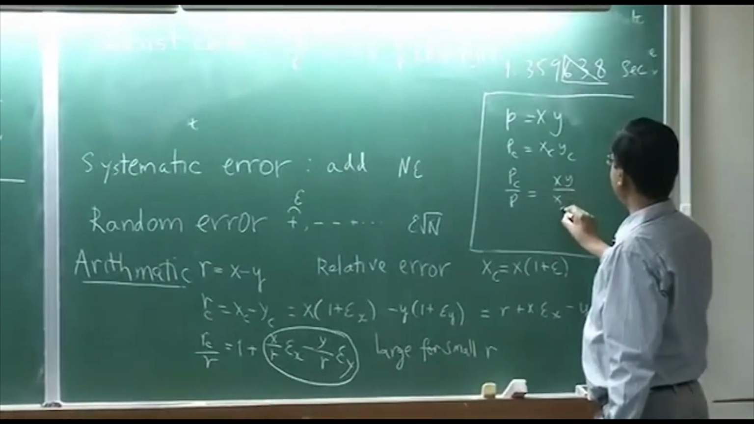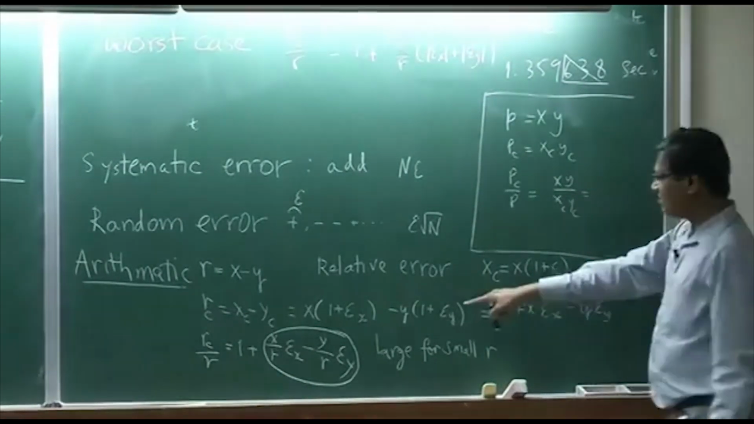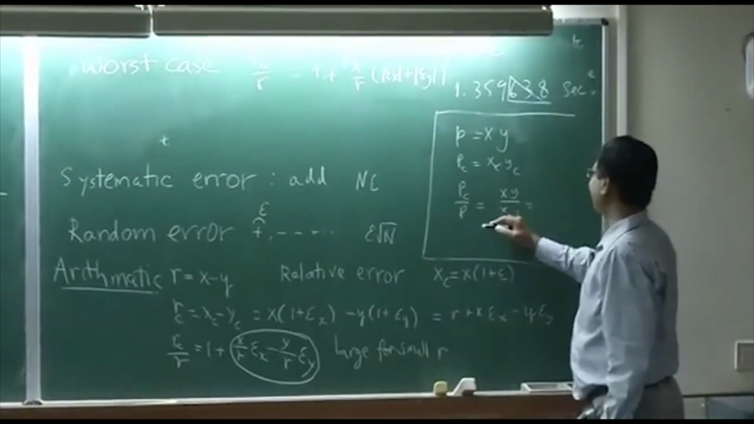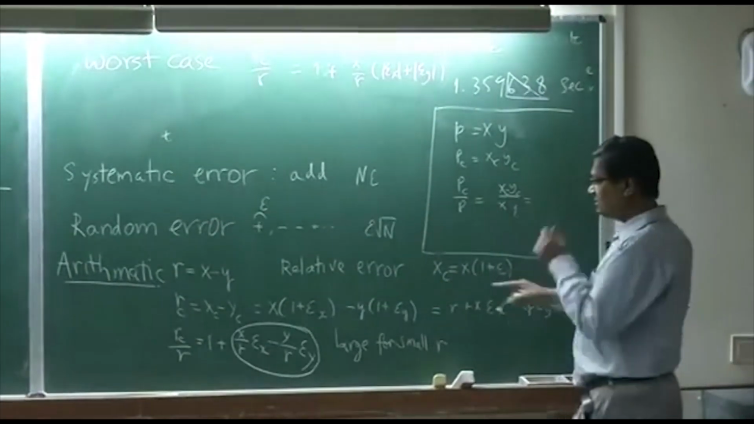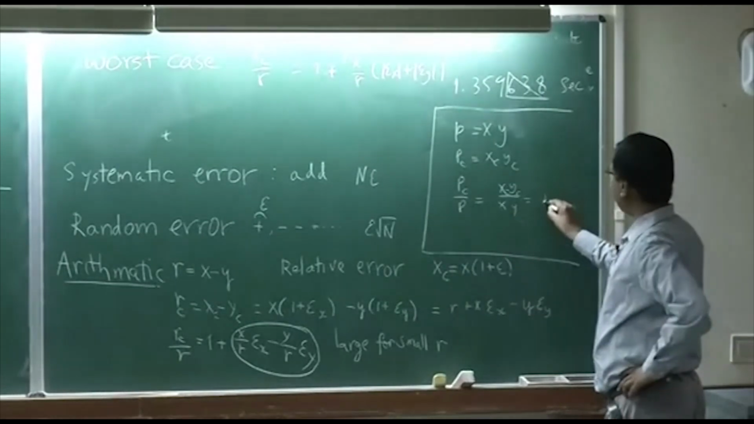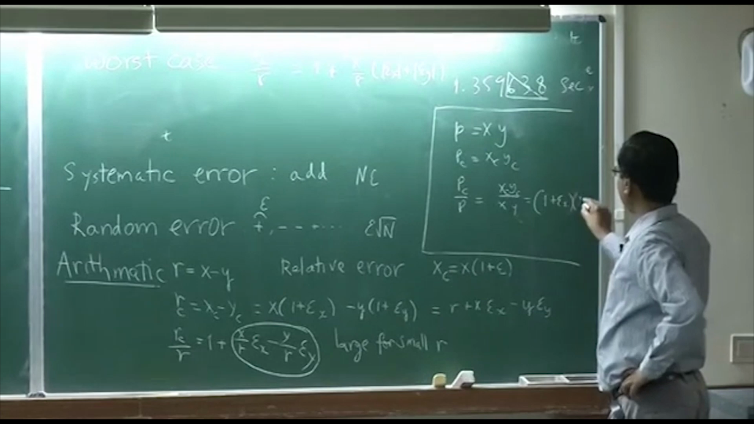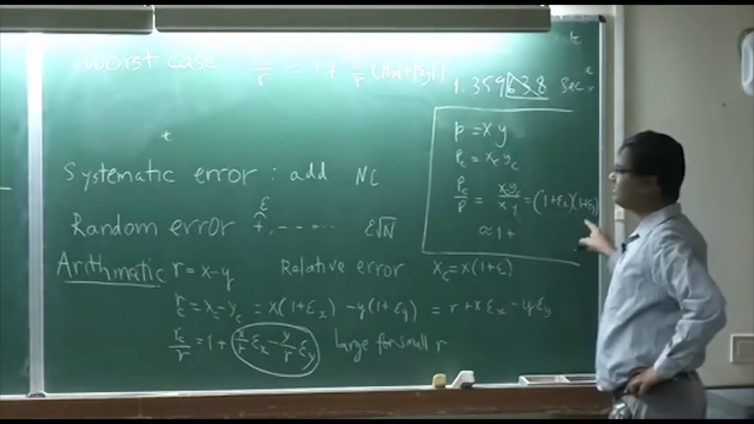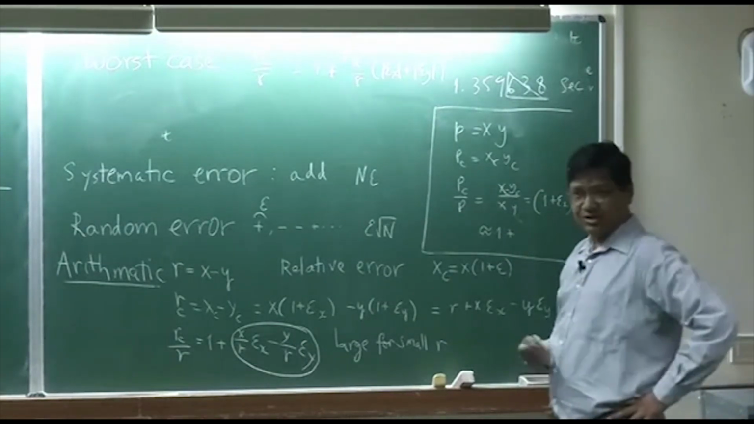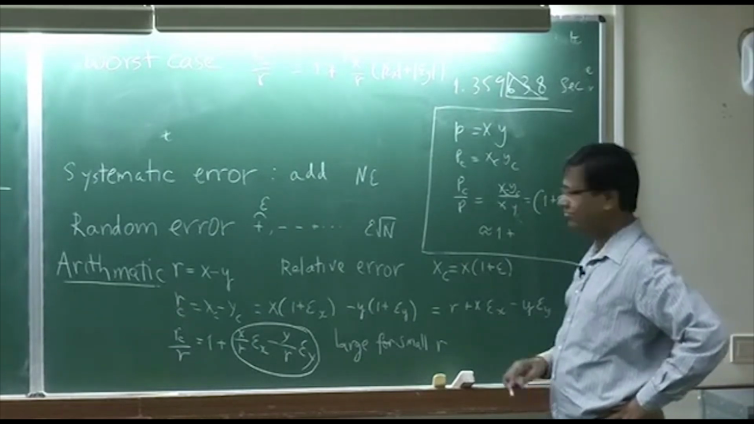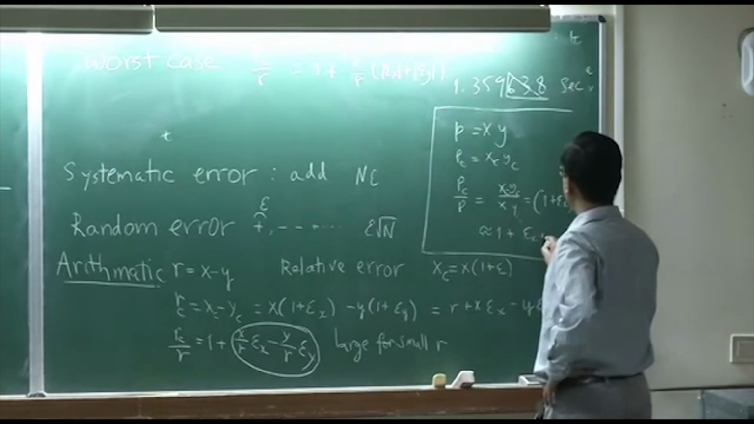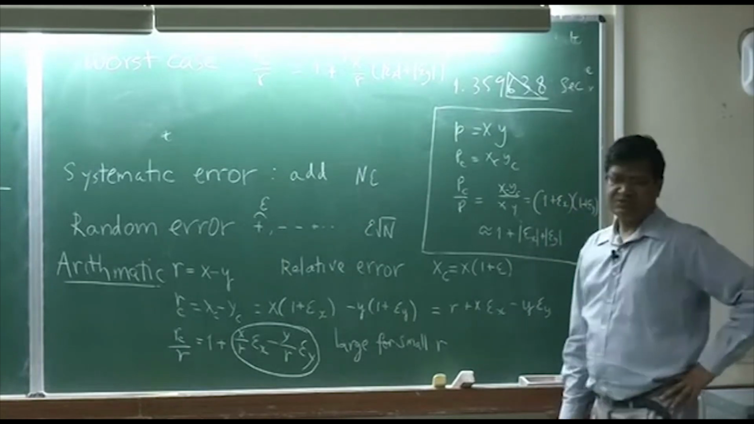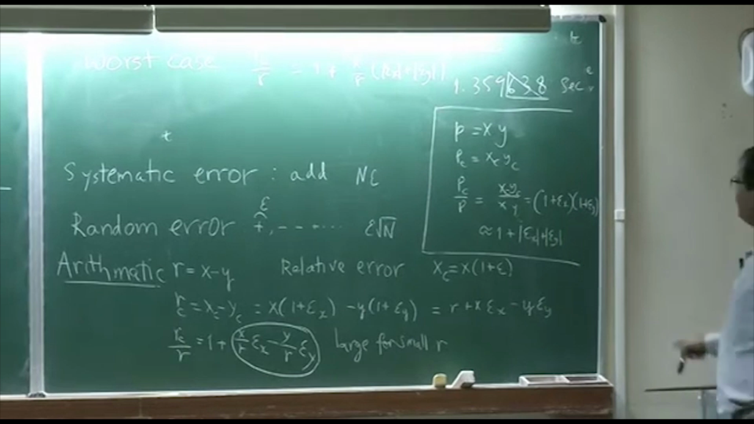xc yc by xy, and now I apply the same logic. Then xy will cancel and I get 1 plus epsilon x, 1 plus epsilon y. So this is approximately 1 plus epsilon x plus epsilon y; the product of epsilon x and epsilon y can be ignored at leading order. Epsilons are supposed to be small, it is a relative error. So epsilon x plus epsilon y, and you can put a mod just to be safe. So my error is the sum of the errors.